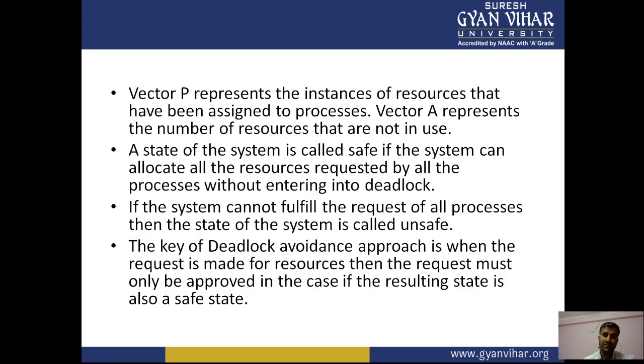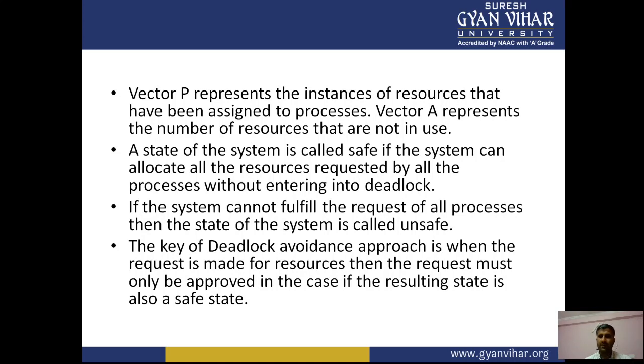A state of the system is called safe if the system can allocate all the resources requested by all the processes without entering into deadlock. This is the state where we can say it is safe. If the system cannot fulfill the requests of all the processes, then the state of the system is called unsafe. A very simple point.